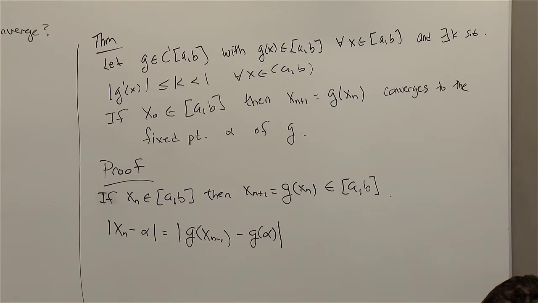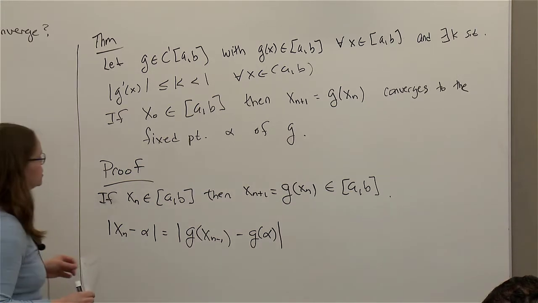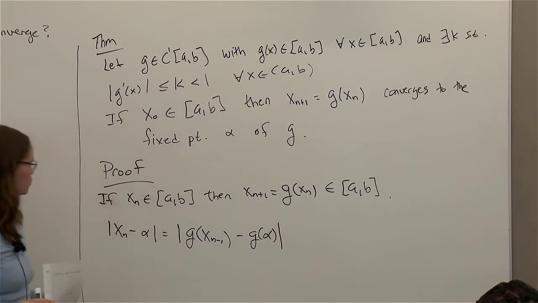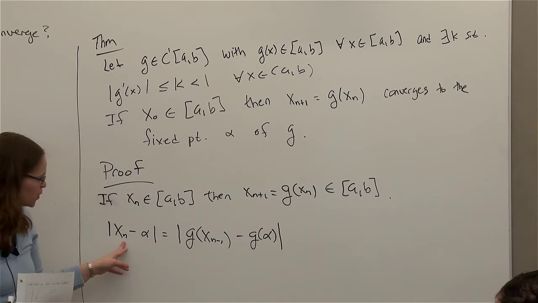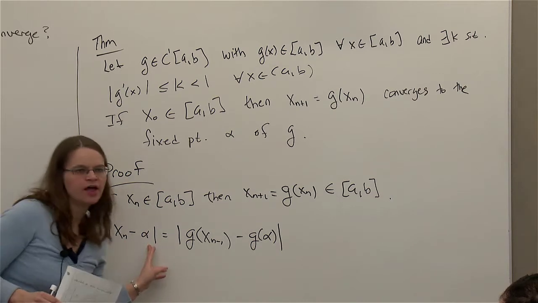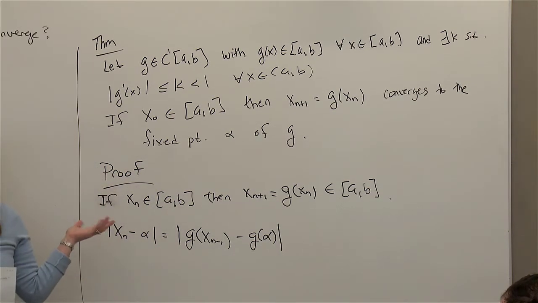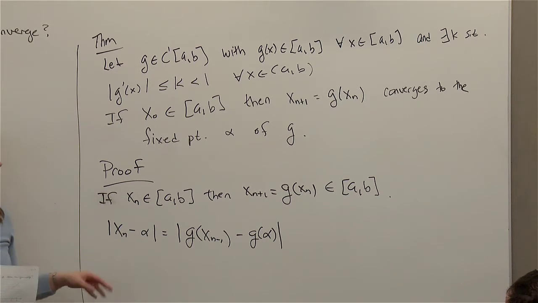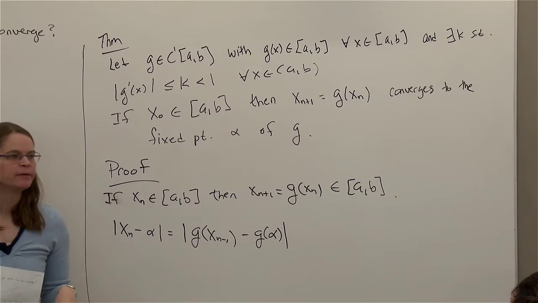So what have I used so far? I've used the information that g stays in this window. I've used the definition of the fixed point method. I've used the fact that alpha is a fixed point. What information do I still have that I haven't used yet? The derivative. All right, so how can I feed the derivative in here?